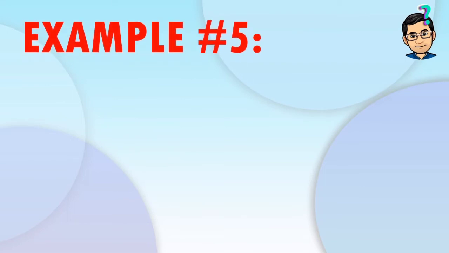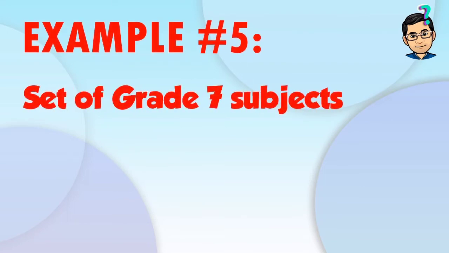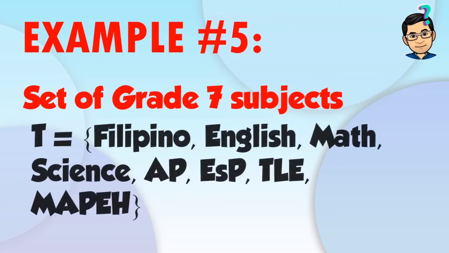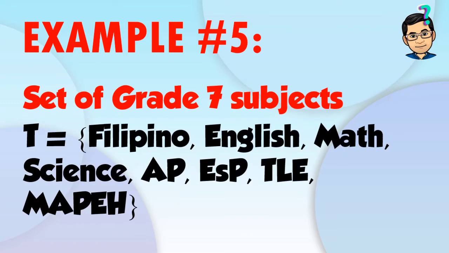So for the last example, we have the set of grade 7 subjects. So if I will ask you to list down the grade 7 subjects, there are 8. So we use set T. So the elements of set T are Filipino, English, Math, Science, AP, ESP, TLE, and MAPEH.